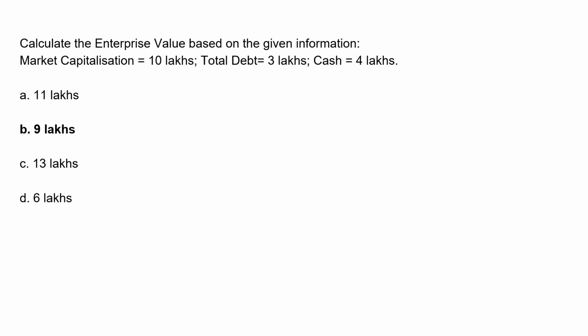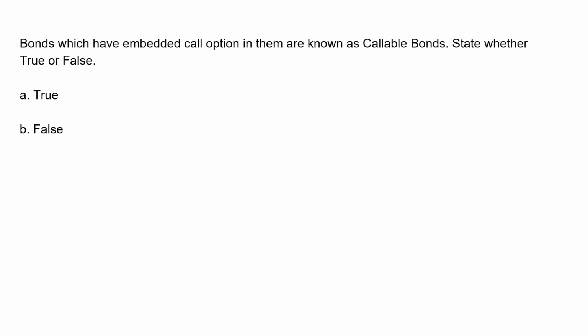Enterprise value. Bonds which have an embedded call option in them are known as callable bonds. State whether true or false. So of course, this is what exactly I explained earlier, that bonds which come with the call option are called callable bonds. So this is a true question. So friends, with this we are almost coming to the end of this chapter.